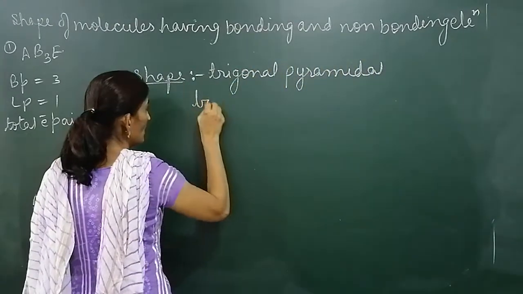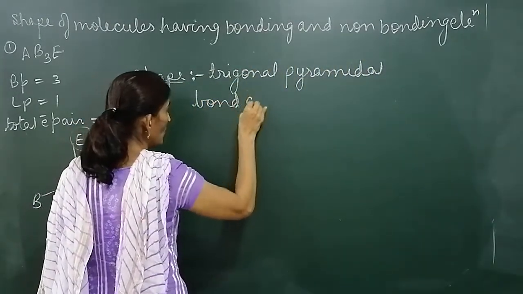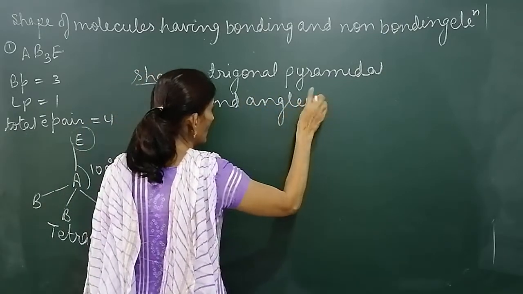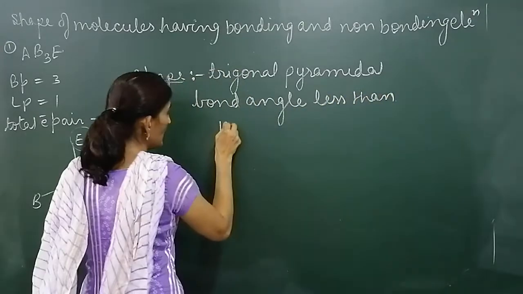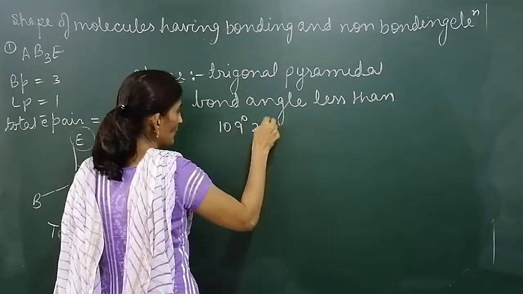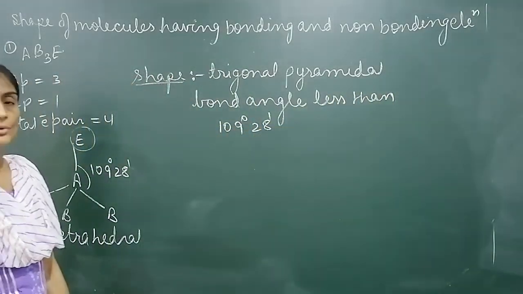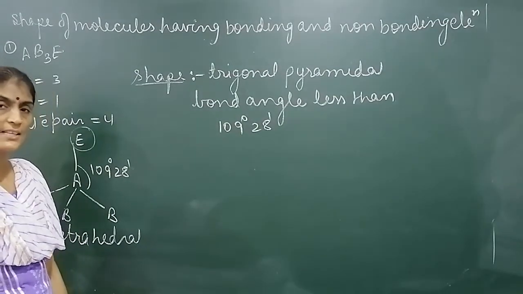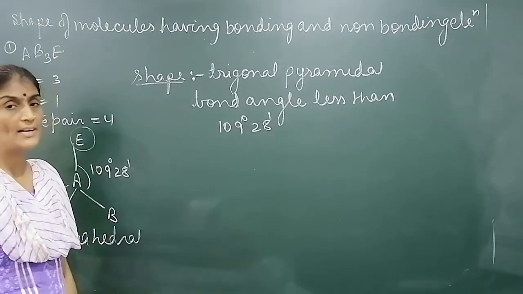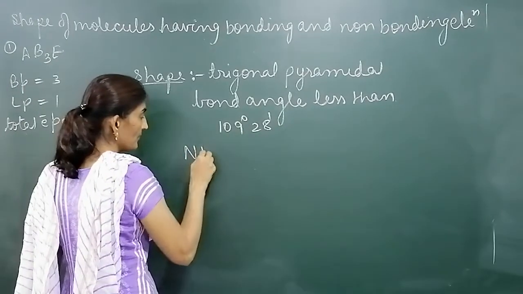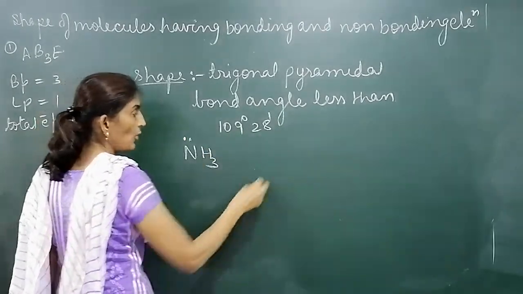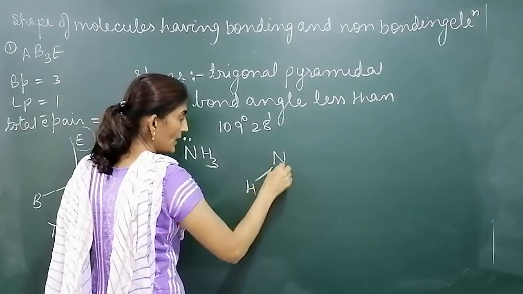Bond angle less than 109 degree 28 minutes. Depends upon the molecule, how many atoms are there, which atoms are there, they will decide, but it is less than 109 degree 28 minutes. Example is ammonia, NH3. It has 3 bond pair and 1 lone pair.